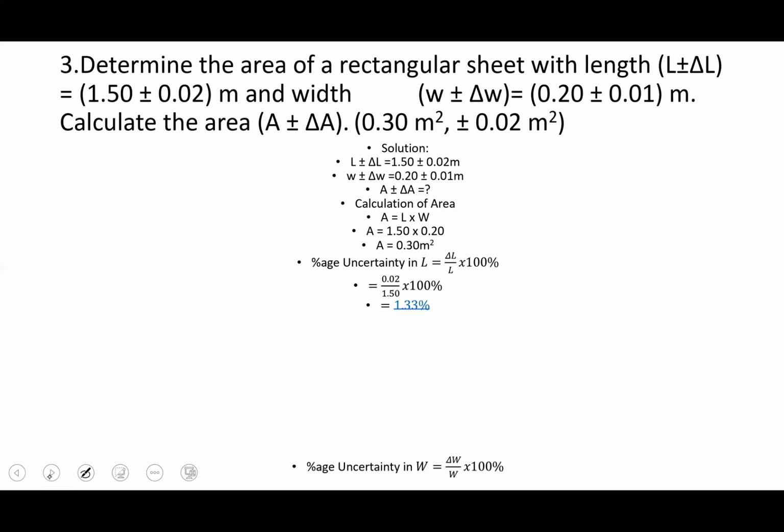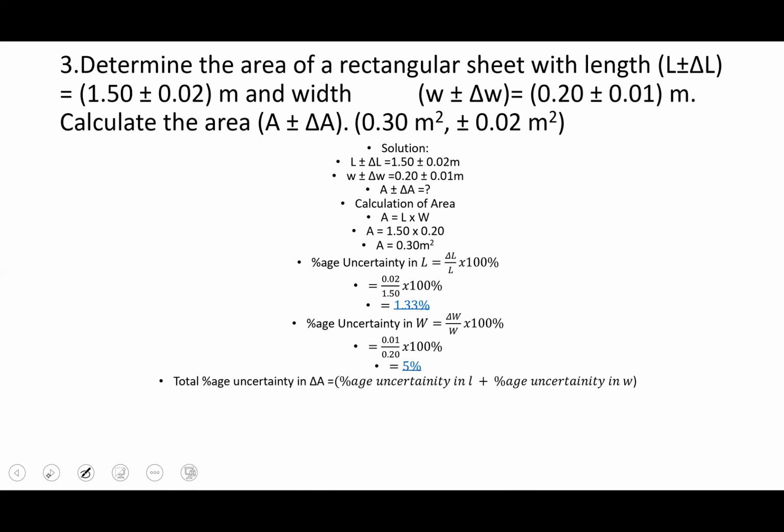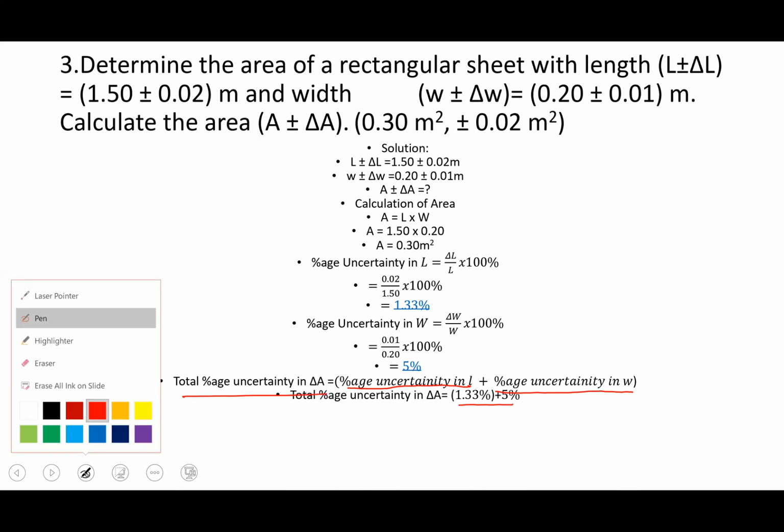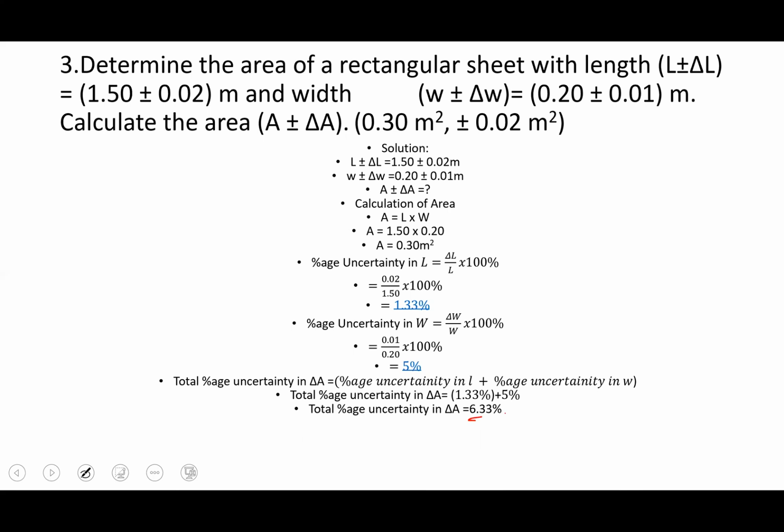Now for the case of width, the percentage uncertainty in W is delta W divided by W multiplied by 100. The values are 0.01 divided by 0.20 into 100. Our answer comes out to be 5%. Total uncertainty in this case, we have to add up. So if we add up the two percentage uncertainties, that means the percentage uncertainty of the length as well as the percentage uncertainty of width, we get the percentage uncertainty of area. So let us put in the value of 1.33 plus 5%. We get the value of 6.33%, which is the uncertainty part.